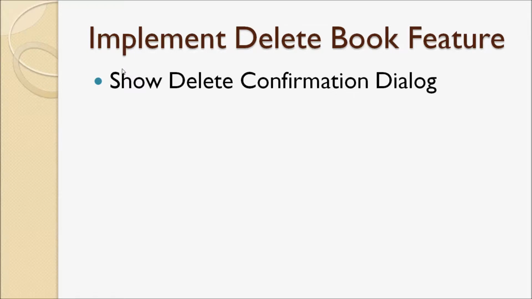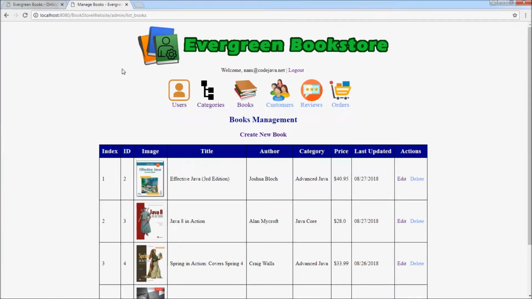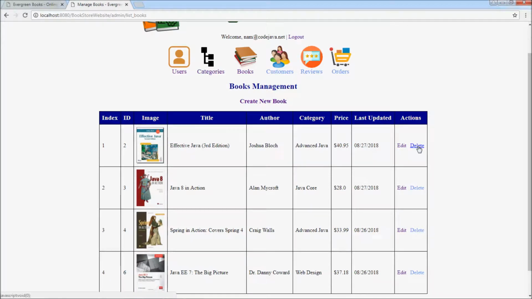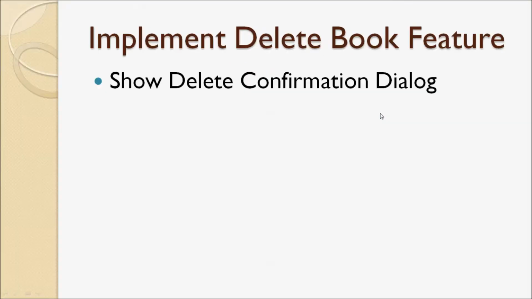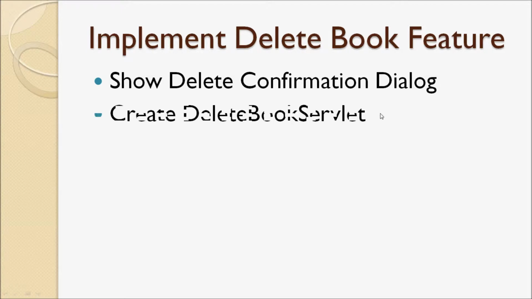We need to show a delete confirmation dialog when the admin clicks on the delete hyperlink next to a book. Here you see. And then we create a delete book Servlet class to handle a delete request from the user.